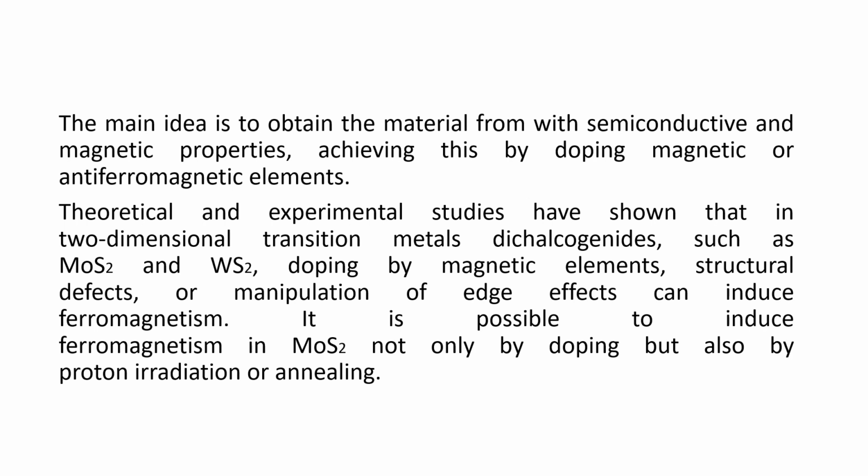Theoretical and experimental studies have shown that two-dimensional transition metal chalcogenides such as molybdenum disulfide and tungsten disulfide, doped by magnetic elements, structural defects or manipulation of edge effects, can induce ferromagnetism. It is possible to induce ferromagnetism in molybdenum disulfide not only by doping, but also by proton irradiation and annealing.